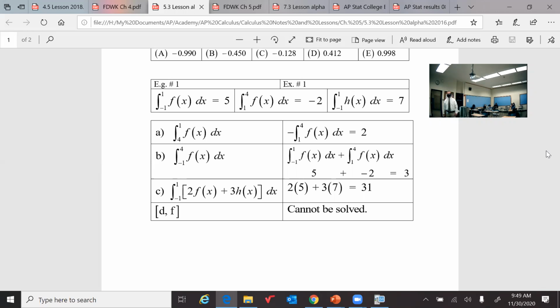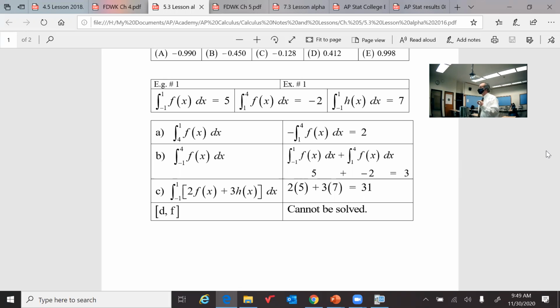So A says, if I go for f, and I want the area from 4 to 1, that's the opposite because the limits are switched from what you were given. The opposite of -2 is positive. And again, that's not going to make any sense to you yet. But by the end of the chapter, we're going to see how important that is. Reverse limits.